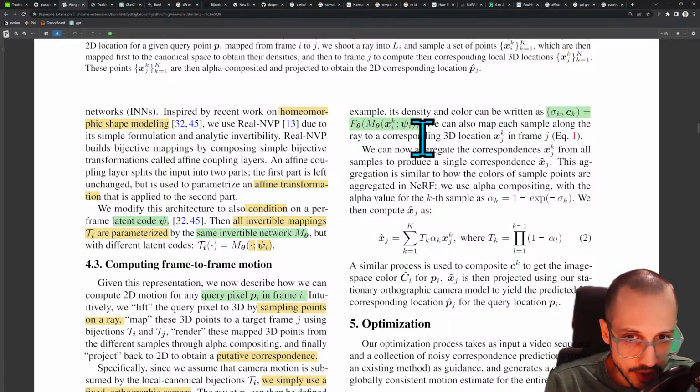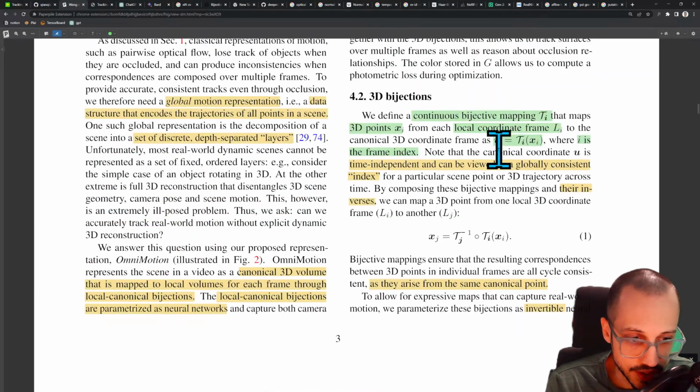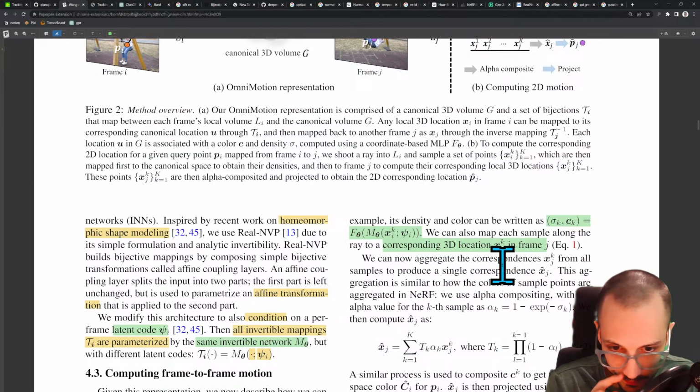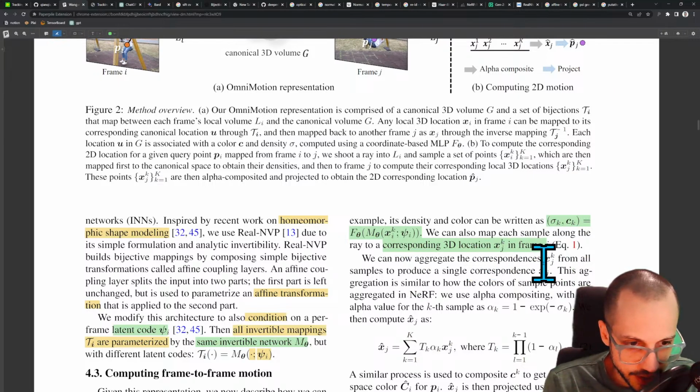We can also map each sample along the ray to a corresponding 3D location, x, k, j, in frame j. Yeah, so because this m theta is invertible, you can basically do this little thing that they're doing here, where you can take a point in one frame and then find the corresponding point in a different frame, so you can basically get this 3D location at any frame. We can now aggregate the correspondences x, j, k from all samples to produce a single correspondence x, j. So you have x, j, k, right? There's k of these, and you aggregate them together, and you have one, x j hat here.